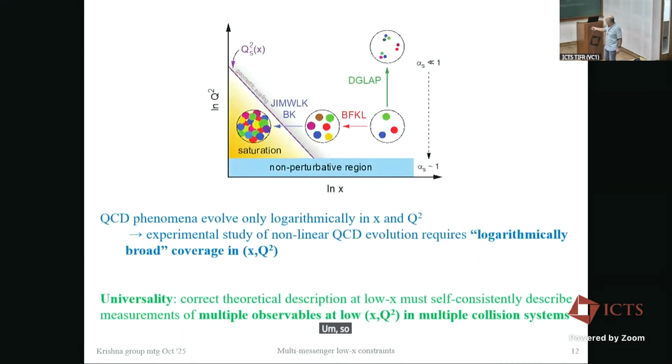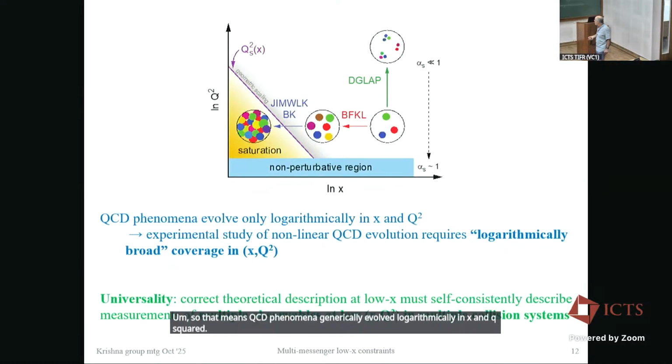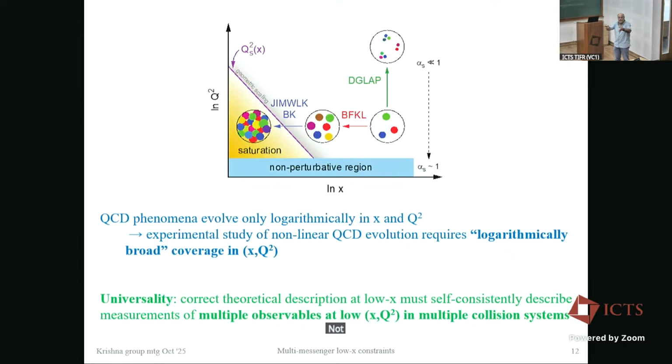So that means QCD phenomena generically evolve logarithmically in x and Q squared. That's kind of the way QCD works. And so we need very broad coverage in x and Q squared, not just one limited range for one experiment.